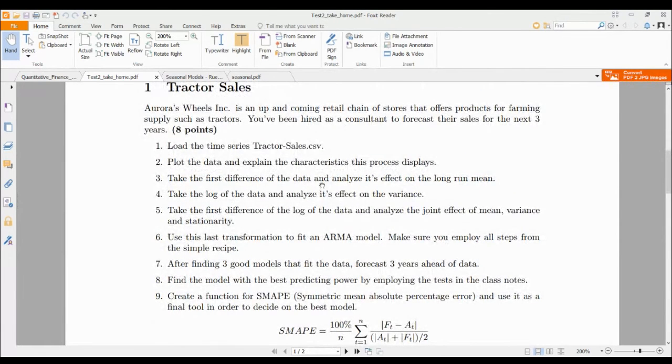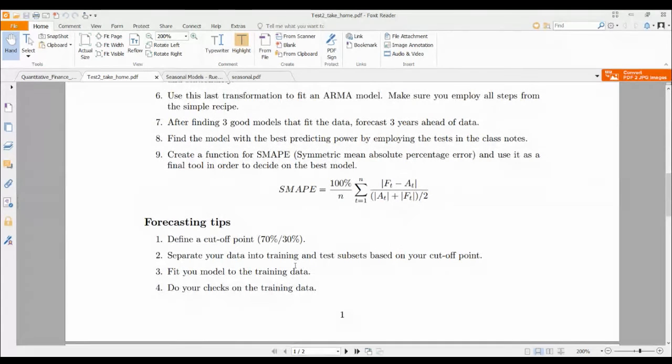So what they had to do is load the data, plot it, explain some characteristics, take the first difference and analyze, take the log, take the first difference of the log, use the last information to fit a normal model, and after finding three good models, forecast 3 years ahead. Then find the model with the best prediction power, employing different tests that you have seen in the class. And then create a function to calculate the SMAPE and get the best model.